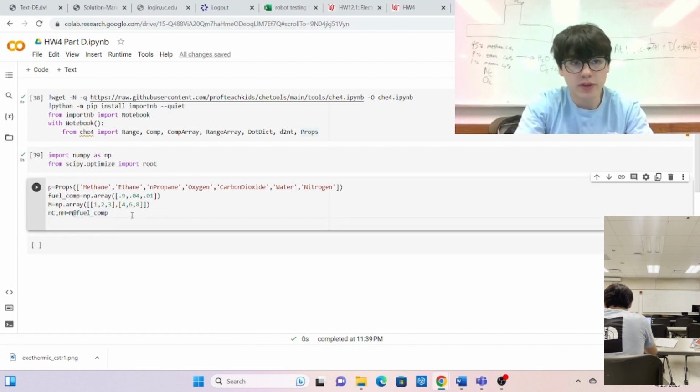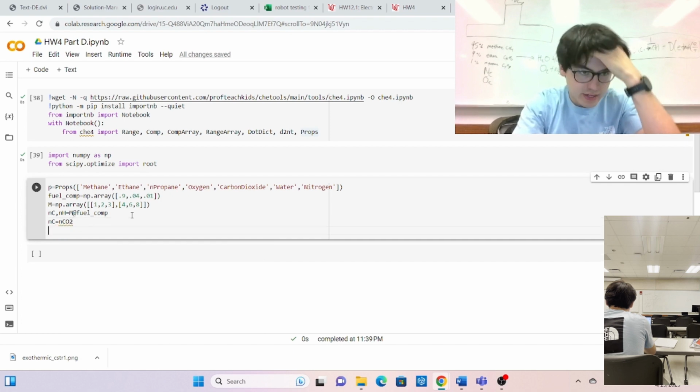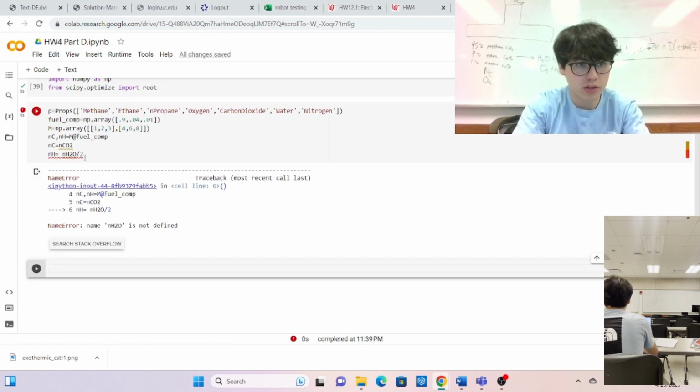So from the reaction, we know that the total number of carbon will be equal to the number of carbon dioxide moles. And we also know that the total number of hydrogen atoms will be equal to half the number of H2O molecules. NH equal to NH2O. We did it the wrong way.